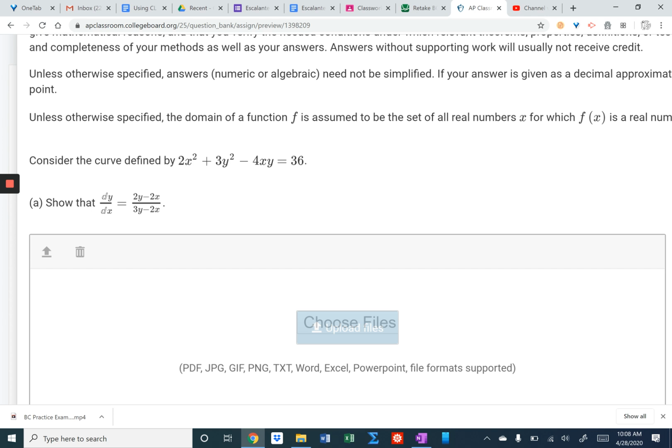A lot of you are confused by that. Some of you try to take the antiderivative of dy over dx, which is not what they wanted you to do. And some of you did some other stuff that I can't recall off the top of my head. But again, the point is they're giving you the answer.